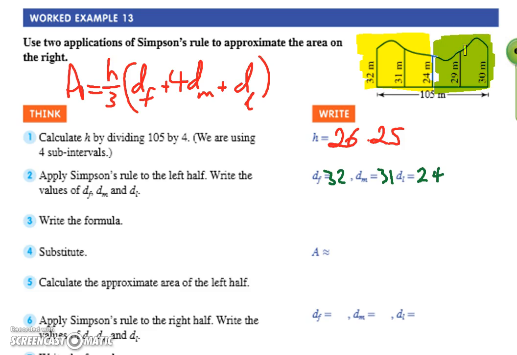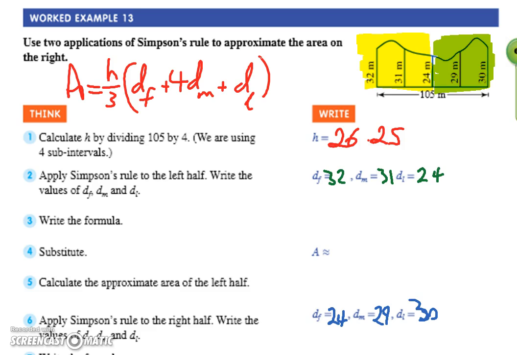Okay. Now, with this one, what's DF going to be? Very important. We've already used 24, but we can use it again because it's the last in that one, but it's the first in this one. Does that make sense? 29. Then 29, then 30. Okay. So now we'll go back up and we'll solve the previous one.